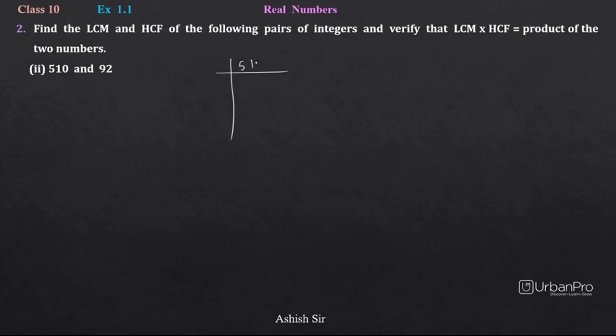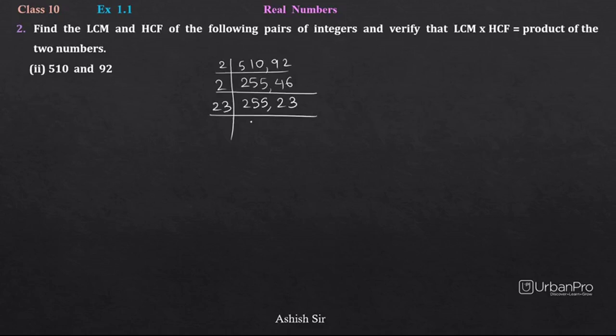For that, we write both the numbers together. We divide them by 2. 2 2s are 4, 2 5s are 10, 2 5s are 10. Then this one is divisible by 2, 2 4s are 8, and 2 6s are 12. Now we divide again by 2. 255 is not divisible. 2 2s are 4, 2 3s are 6.